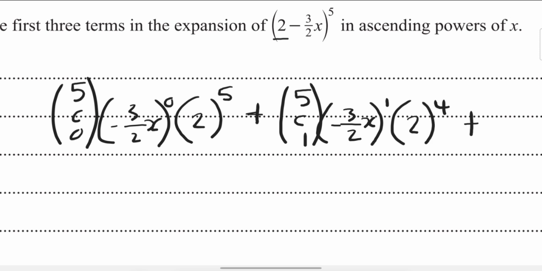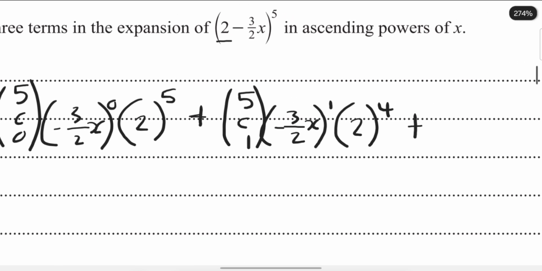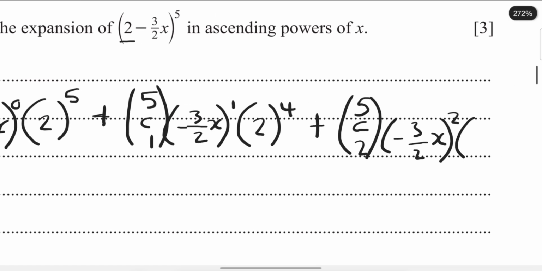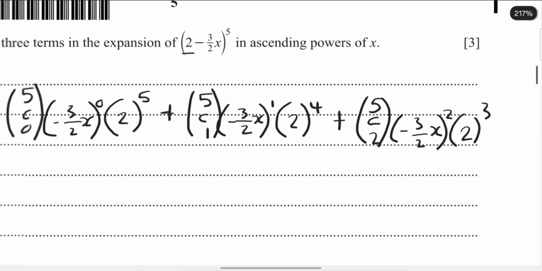And for the third term, we'll say 5 choose 2. Then we multiply that by minus 3 over 2x to the power 2. Then we multiply by 2 to the power 5 minus 2, which is 3, right?